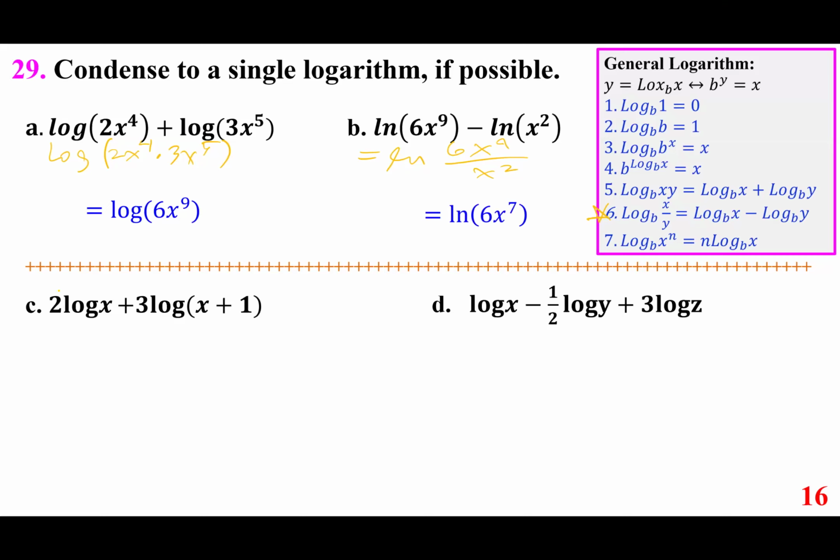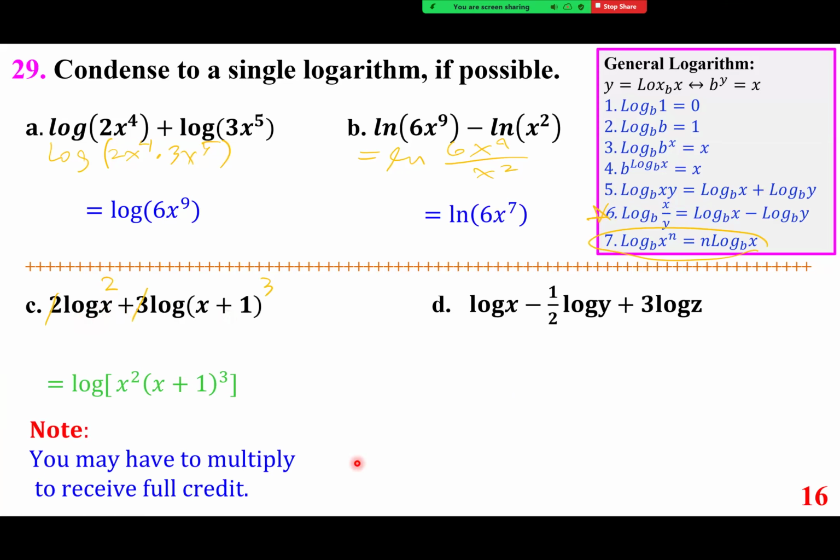For part C, we go with the power rule first. Again, we are going from right to left. And then we go with the product rule, number 5, and we say log of x squared times x plus 1 cubed. We are done. In some cases, they may want you to multiply them through. I don't want you to do that, but if in case you're doing the work they ask you.